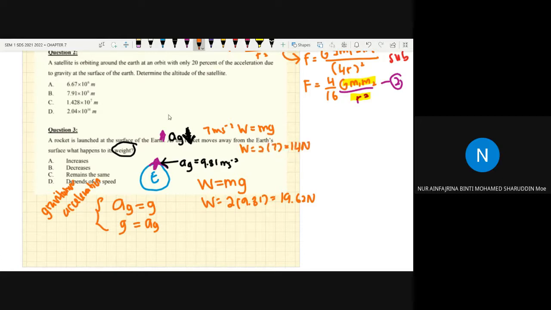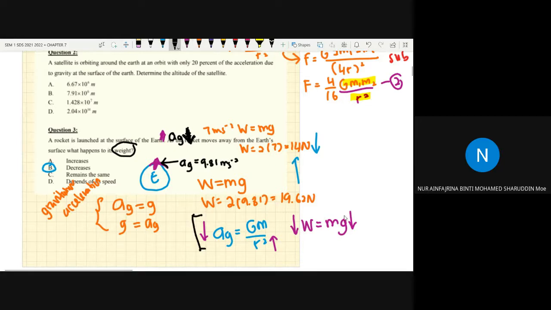So as you can see, weight dia meningkat ke menurun? Menurun. Okay, menurun. Jadi jawapan dia decreases. Ataupun awak pakai je lah formula ni. Kita tahu a_g equals to GM over R squared. So semakin awak punya distance meningkat, awak punya gravitational acceleration akan menurun. Dan kita tahu weight equals to mg. Kalau g awak turun, awak punya weight akan turun. So either way, either you're going to use mathematic way ataupun secara theoretical way. No problem.